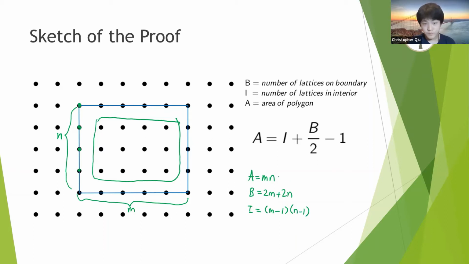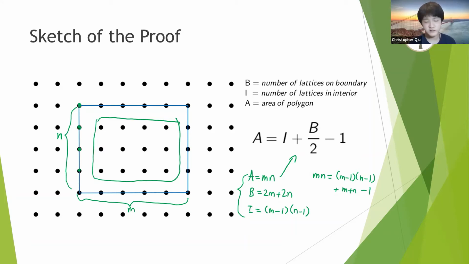And so from here, we can see that these values actually satisfy Pick's theorem. So in other words, mn is equal to m minus 1 times n minus 1 plus half of B, which is m plus n, and then minus 1. And you can expand this, and add this all up, and you'll get mn. So this concludes the proof of Pick's theorem for rectangles.